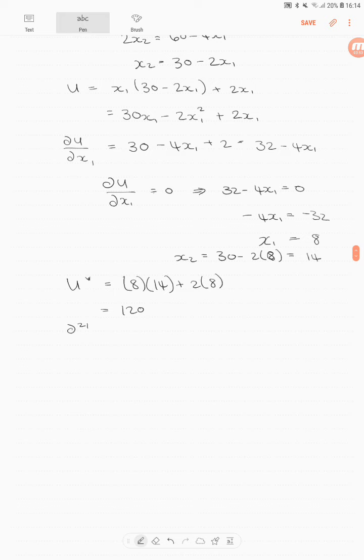How do we use our second order condition? d2u/dx1 squared is equal to minus 4. That is less than 0, so that means it is a maximum.